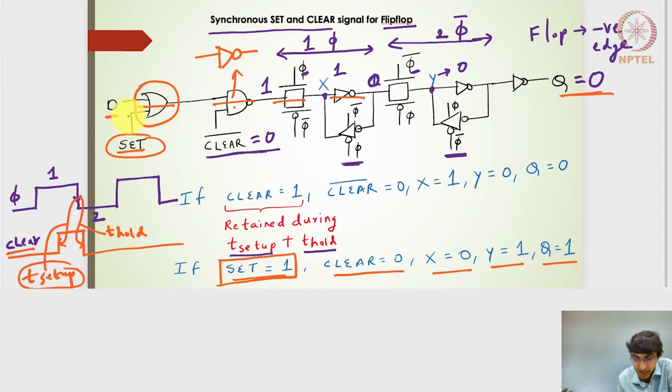So whenever I'm pressing the set, or whenever I'm expecting the Q to be 1, or presetting the flip-flop designs, I need to ensure that it is slightly early. So the set signal or the preset signal should be slightly earlier than the t setup time, which I use for clearing the signal or providing the D input.